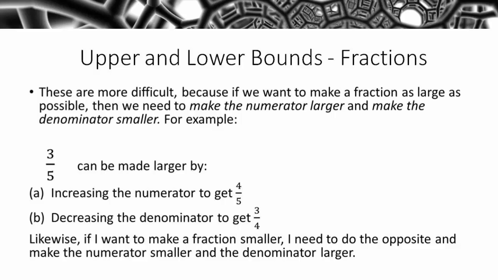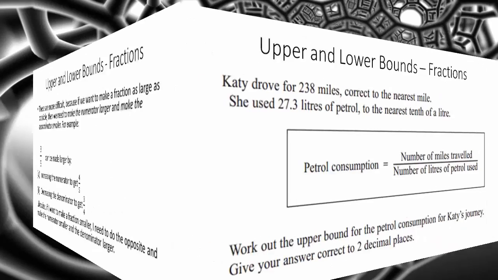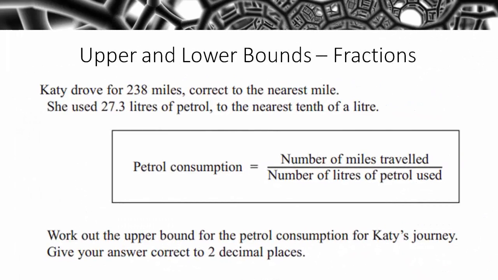Let's take an example, because it's only easy really to see with an example. Here is actually an exam question. Katie's driven for 238 miles, correct to the nearest mile, and she's used 27.3 litres of petrol, correct to the nearest tenth of a litre. Now, the question gives us the formula for petrol consumption, number of miles travelled divided by number of litres of petrol used, and it wants an upper bound for the petrol consumption for Katie's journey.